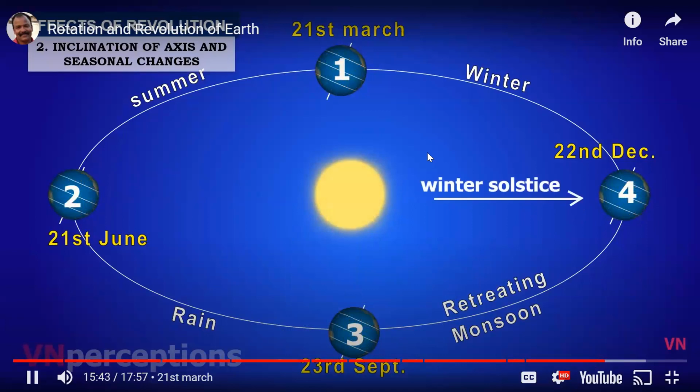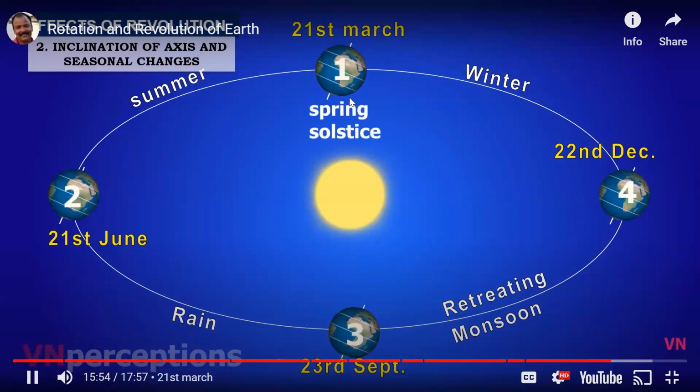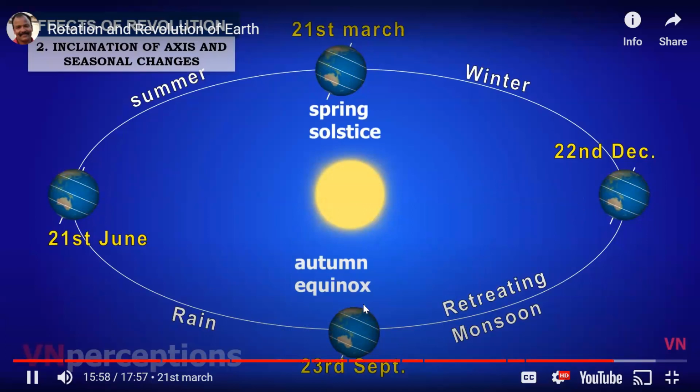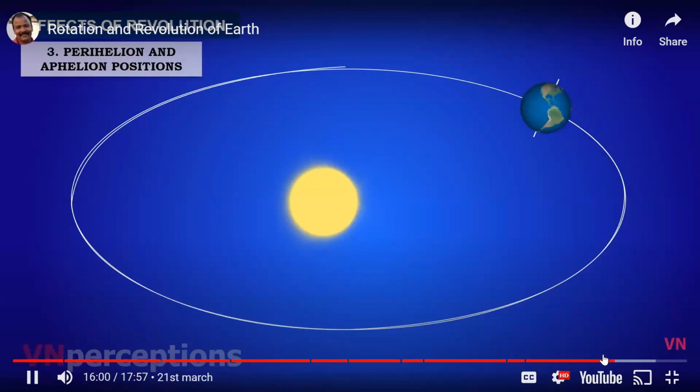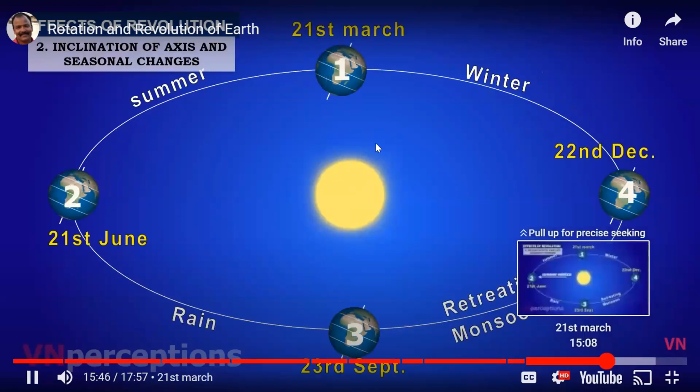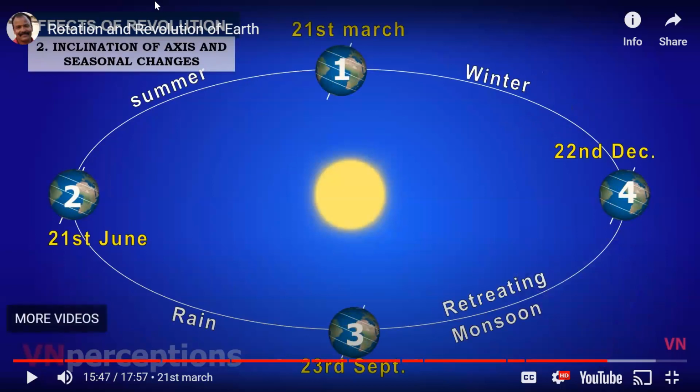So the first and the third positions are referred to as equinox because it is equal day and equal night. The first position is referred to as spring equinox, and the third position is referred to as autumn equinox.